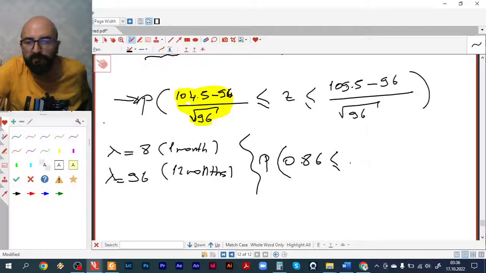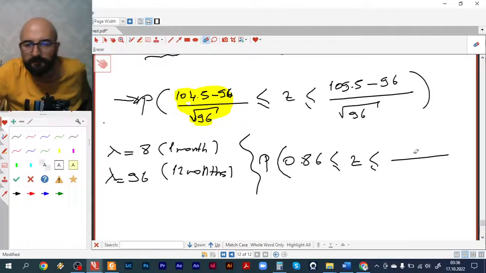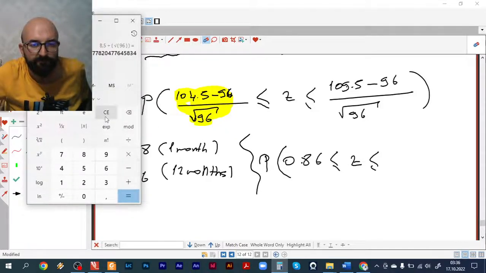0.86. Okay, and the other one: 13.5 over the square root of 96. The square root of 96 becomes 1.32.